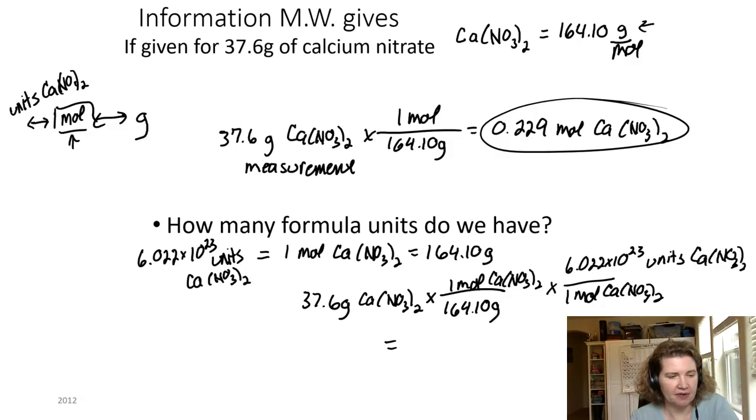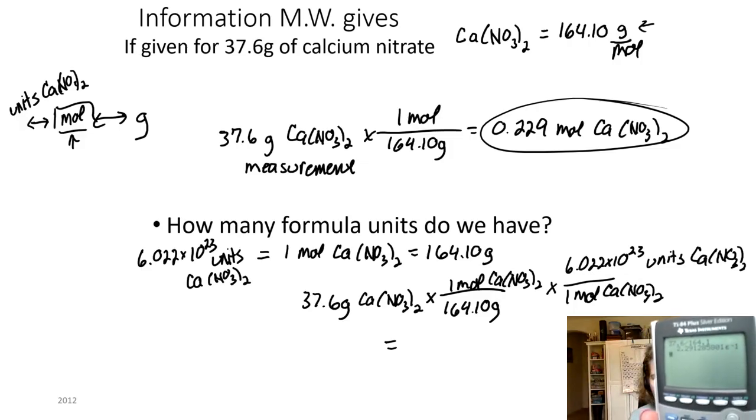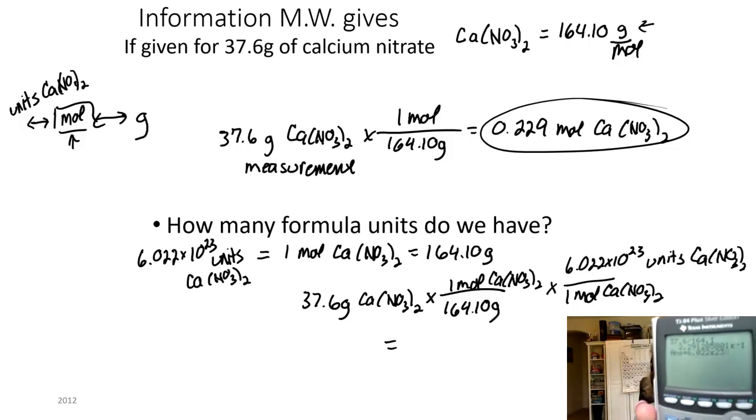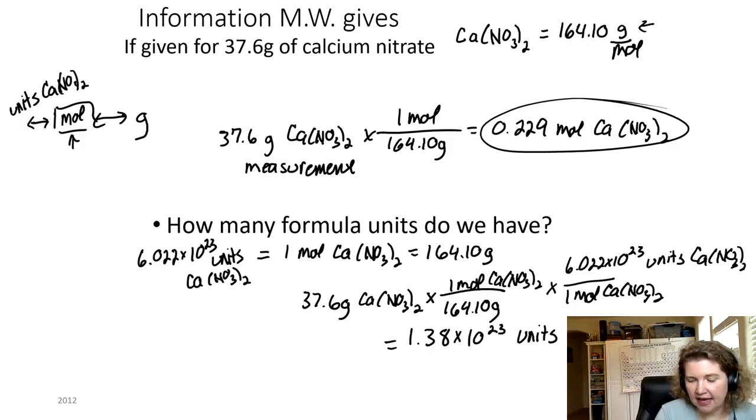So 37.6 divided by 164.1. Okay, so I've already got that in my calculator stack, so I'm not going to delete that. All I'm going to do here is take that value and multiply it by 6.022 times 10 to the 23rd. So I'm just taking the previous answer, multiplying it by 6.022 times 10 to the 23rd, and I'm going to get 1.38 times 10 to the 23rd units of calcium nitrate.